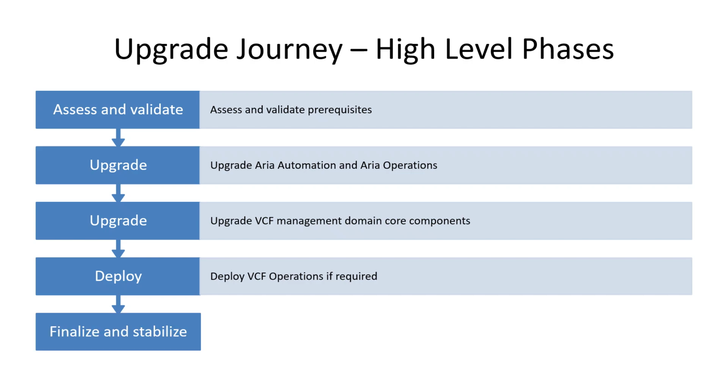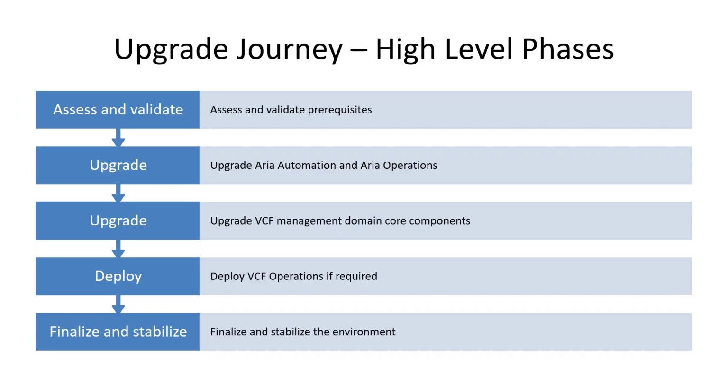Then finally, we are going to finalize and stabilize. This final phase is to finalize and stabilize the environment. This includes post-upgrade tasks, validation checks, license configuration, network and storage upgrade, ensuring everything is working as expected. This phase confirms that the environment is production ready.